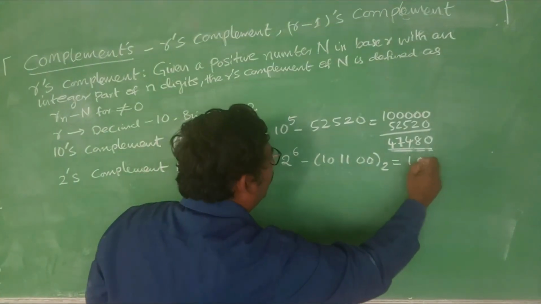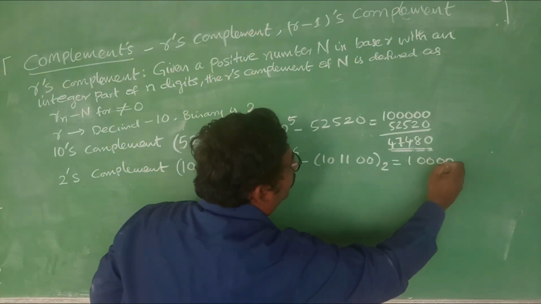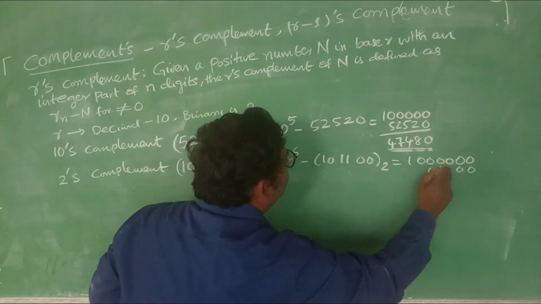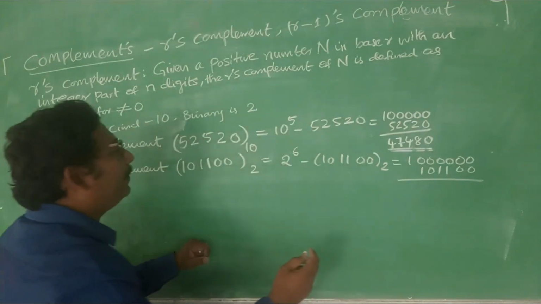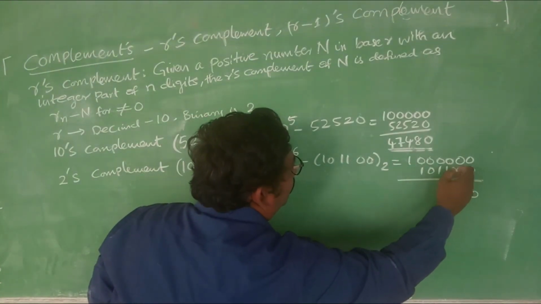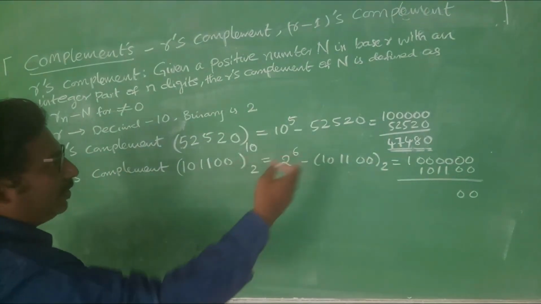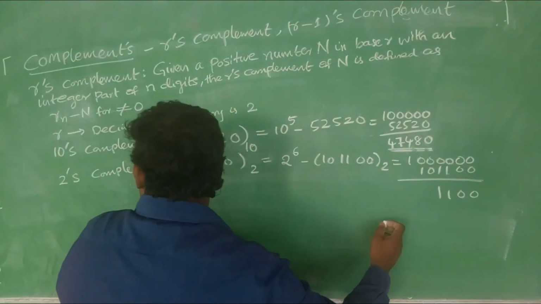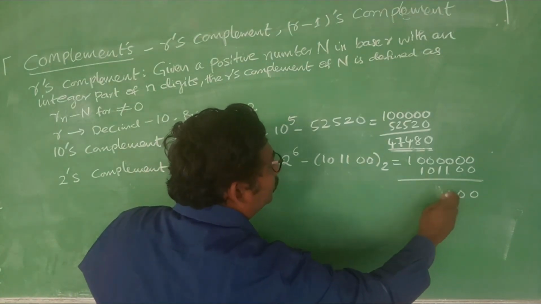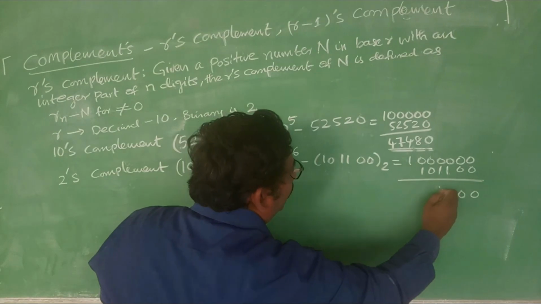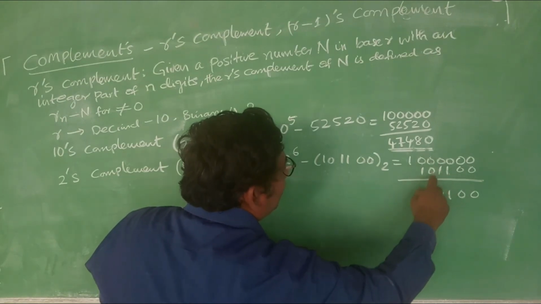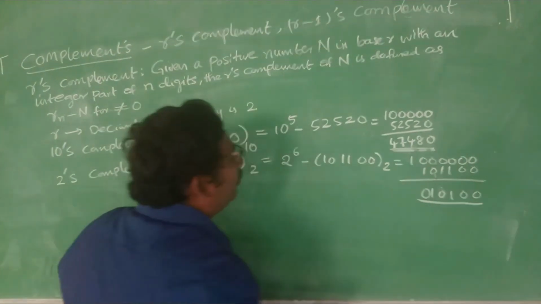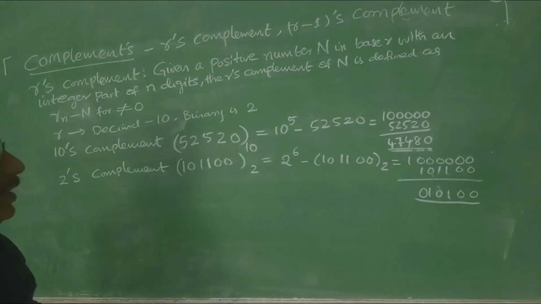So the value will become 1 followed by 6 zeros, minus 101100. Subtracting, we borrow from the previous digit, 10 minus 1 gives 1, and we get 010100. So this is the value of the 2's complement.